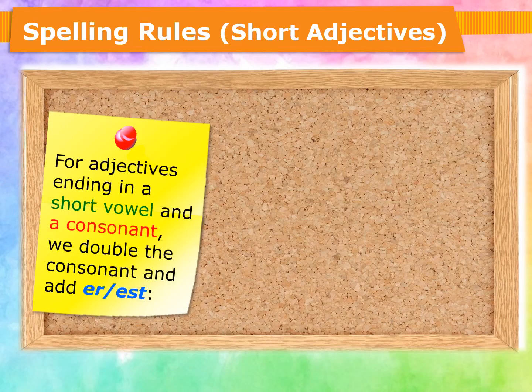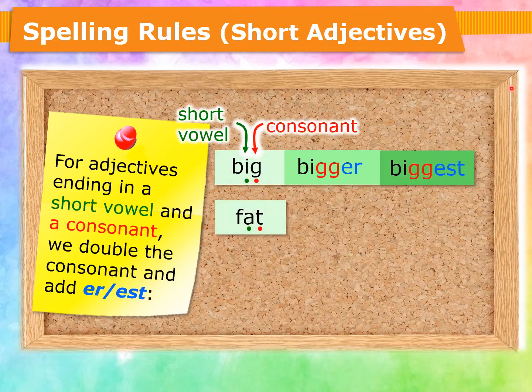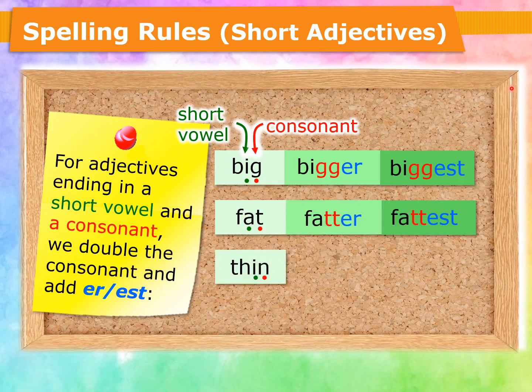For adjectives ending in a short vowel and a consonant, we double the consonant and add er or est. For example, big, bigger, biggest. Fat, fatter, fattest. Thin, thinner, thinnest.